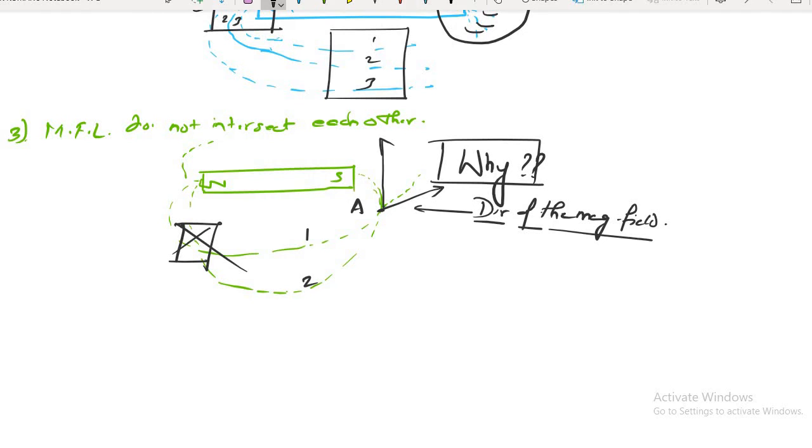magnetic field. Okay, so at a single point we cannot have two directions. This is one direction and this is two direction. At a single point we cannot have two directions of magnetic field. That is never possible. That's why we say magnetic field lines do not intersect each other. Is this clear to you all? This much?